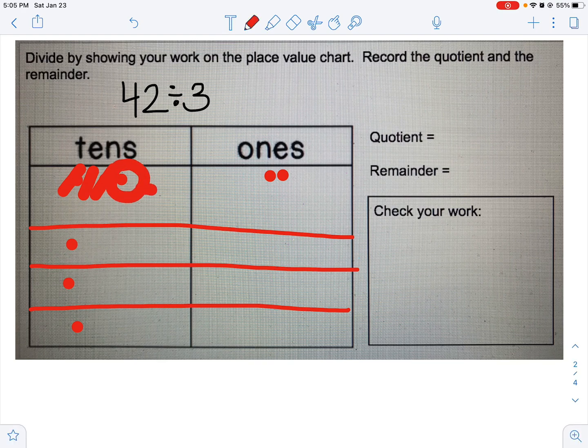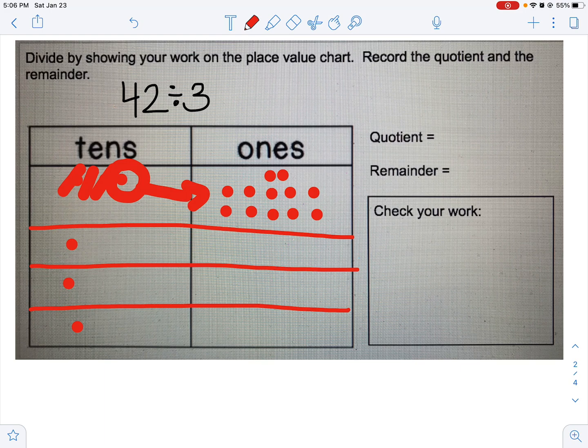So I'm going to circle my ten, show that I'm moving it over, and I'm going to put 10 more ones. 1, 2, 3, 4, 5, 6, 7, 8, 9, 10. Don't forget, you're not making a total of 10 ones. You're taking that 1 ten and putting 10 more ones in addition to whatever ones are already there.